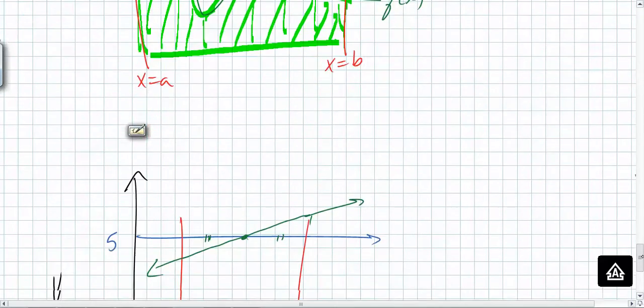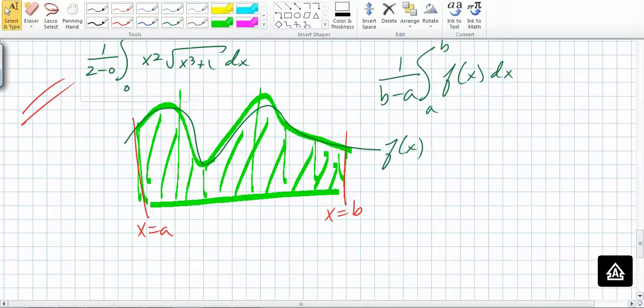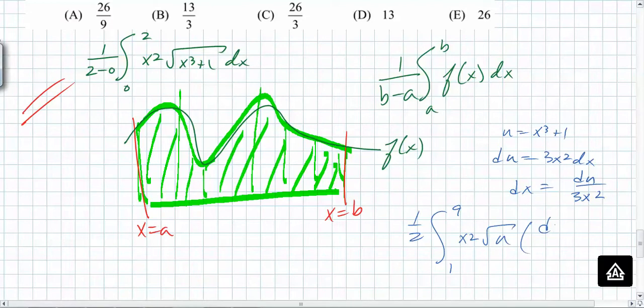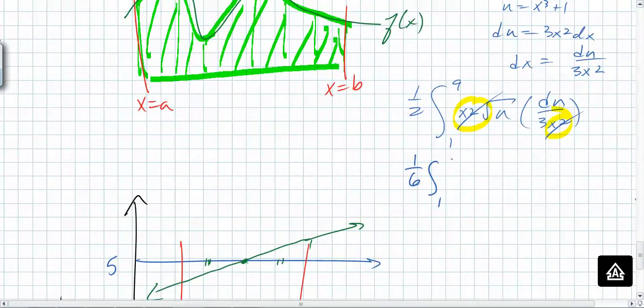Go. Okay, kids, so what should I make u equal to on this? What should u be? X cubed plus 1. So what does du equal? So dx is... So now you have 1/2 the integral from 1 to what? 9. 1 to 9. X squared square root of u times du over... What's the magically delicious thing that can... Oh, those go away. Is that nice? It is really nice. And what do you end up on the outside? 1/6, 1 to 9 of u to the 1/2 du.